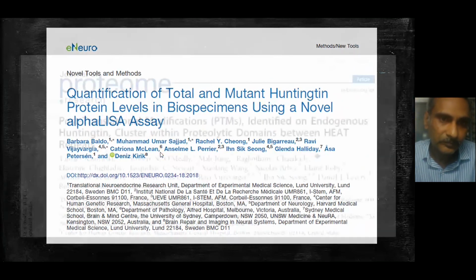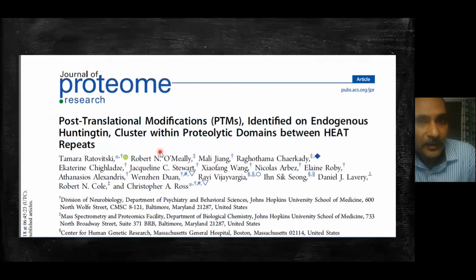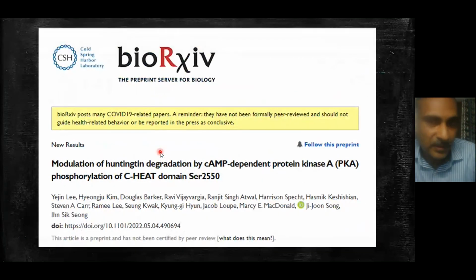And there were further studies in which the proteins were used to determine even more post-translational modifications, which were identified later on after several studies. This is a paper where more post-translational modifications were reported, and their significance also. Recently, this paper I am showing here was a preprint, but only 3 days back, it was finally accepted in Human Molecular Genetics.